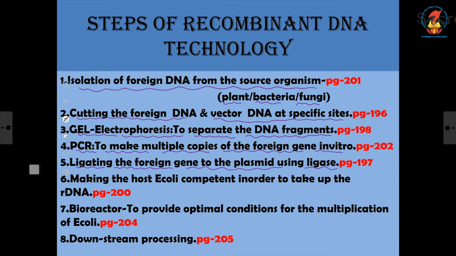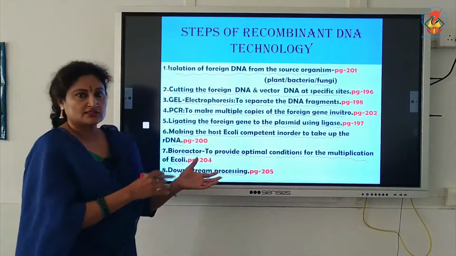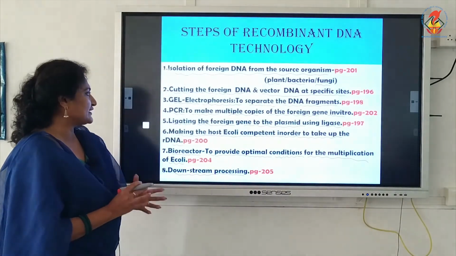So we get an rDNA. Next we have to insert it into the host, but the host cannot take it up. So the host competence forms the sixth step. Then last, this host with the rDNA, now that host is called a transformant, is put in a bioreactor. The purpose of the bioreactor is that it provides optimal conditions for the multiplication of the E. coli, which is the commonly used host. And last is the downstream processing, which involves a series of processes during which the product has to undergo changes to be finally marketed.